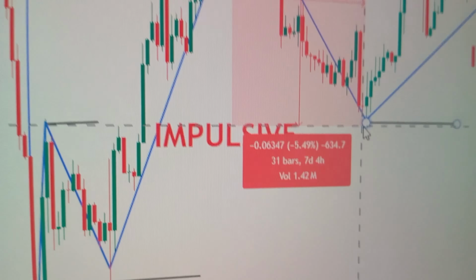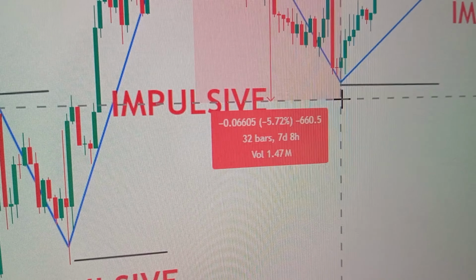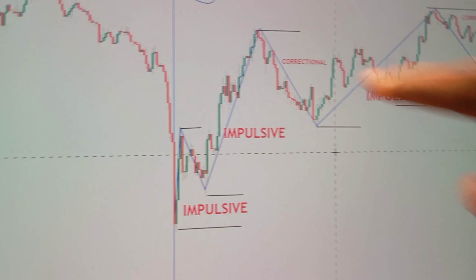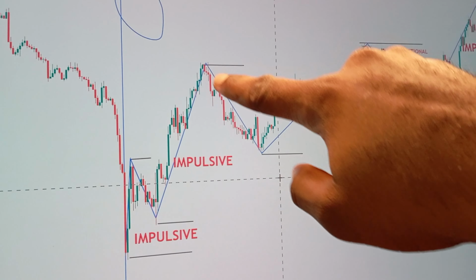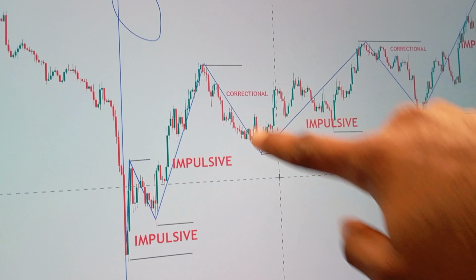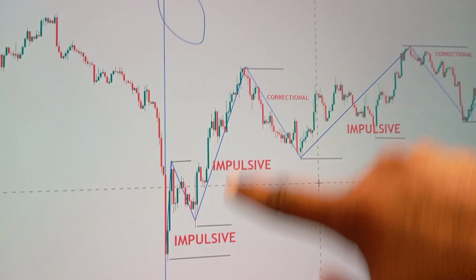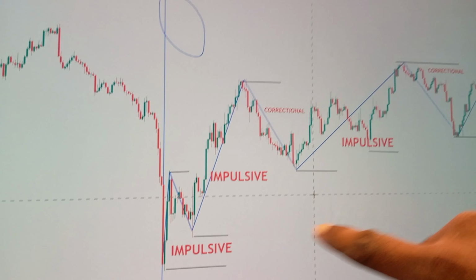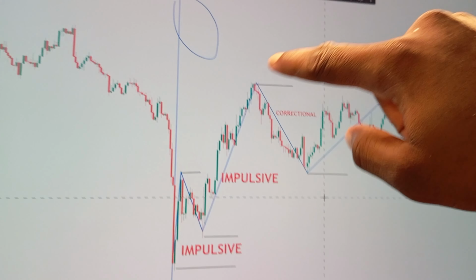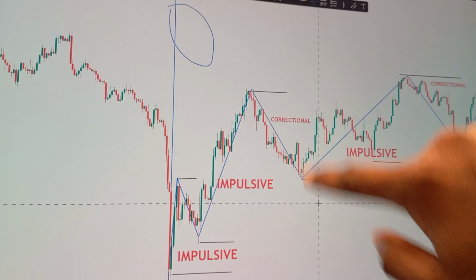This is a correctional movement. It took 7 days and even 4 hours. All of these choppy candles right here for this correctional move, it took 7 days. But this impulse, look at it. There are healthy candles here, but these candles here are choppy. And this even took 6 days to play out, but these took 7 days and they even play out.